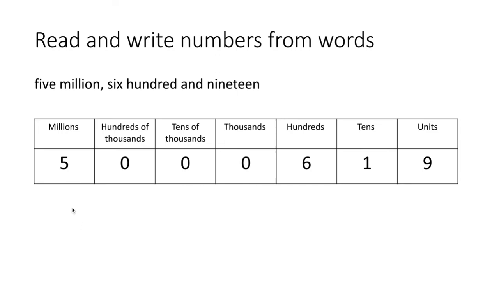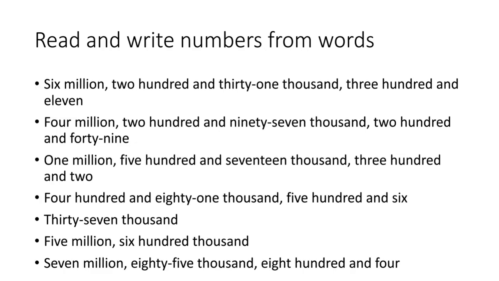Let's have a look. 5 million. There are no thousands in this number. And then there is 619 in the hundreds, tens and units. But we still need those zeros there to show us that the 5 is in the millions place. Again, have a go at writing this as a number. That's 5,000,619. 5 million, no thousands, 619. Good job if you got that right.